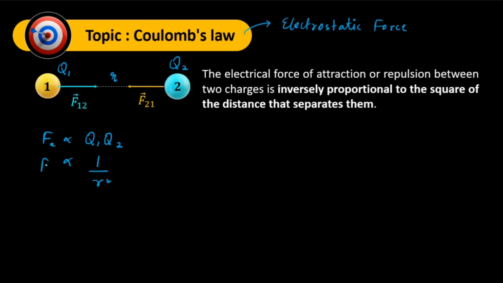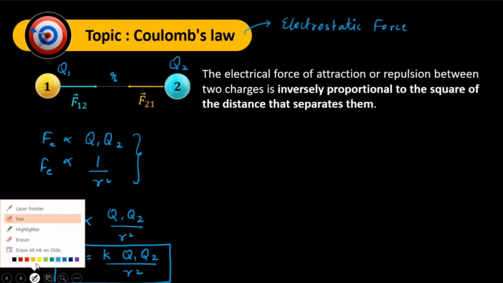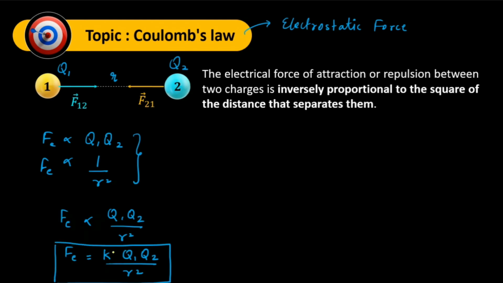When we combine these two relations, we get that electrostatic force is directly proportional to the product of charges per unit square of distance between them. When we remove this proportionality sign, in any law, we get a constant. Here that constant is represented by K. This constant is also called the proportionality constant, and it has a fixed value for vacuum, or you can say for no medium.